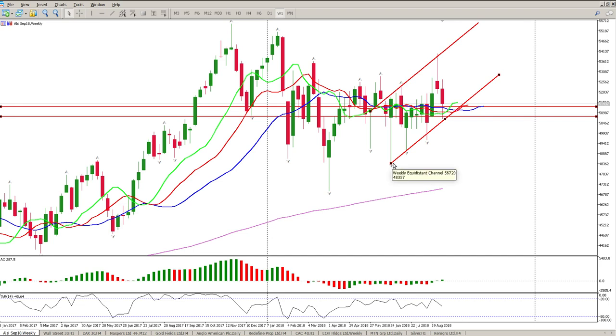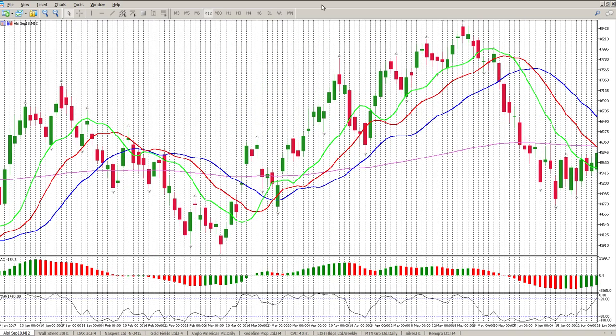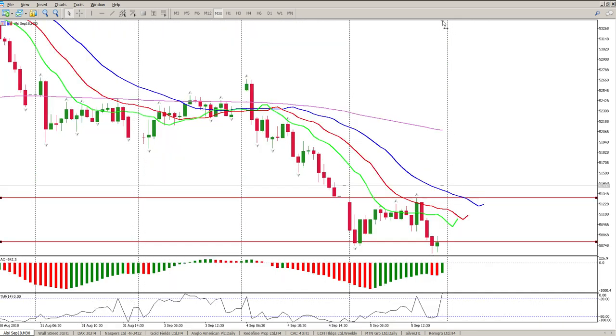We can see we've got 1, 2, 3, now 4 touches on the bottom, and you can argue 1, 2, 3, 4, 5 touches on the top. So we're definitely in a bull channel of sorts. Now the big question is what happens at the bottom here, because if we break to the downside, it's going to turn into a flag. So let's get to the 30 minutes and have a quick look.